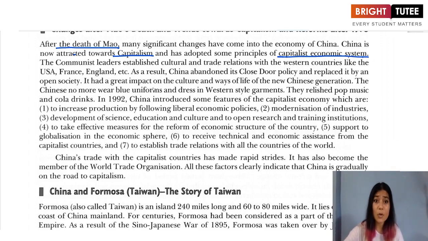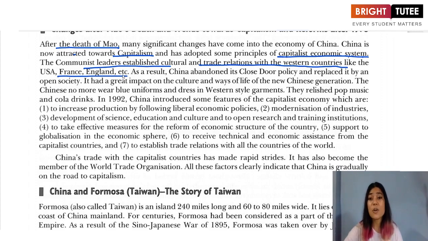Now, the communist leaders established cultural and trade relations with countries in the West, like the United States of America, France, England, etc. As a result, China was no longer closed to Western countries and Western powers. Its door was open for foreign countries to come and have trade and other exchanges. Of course, this open door policy and its interaction with Western culture and commerce had a great impact on the culture and ways of livelihood of the new generation of Chinese society.